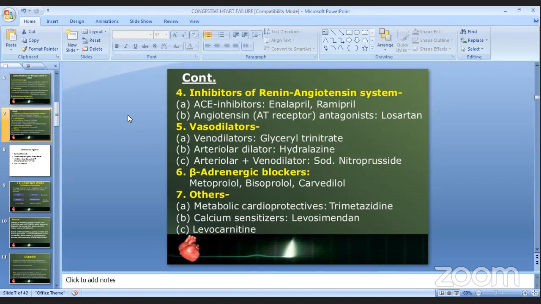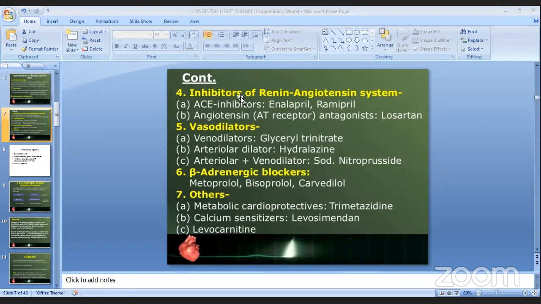Next category of drug is beta-adrenergic blockers, that is propranolol, atenolol, metoprolol and bisoprolol. All of these are beta-adrenergic blockers, that is beta 1 blockers, which are also used for the treatment of congestive heart failure.